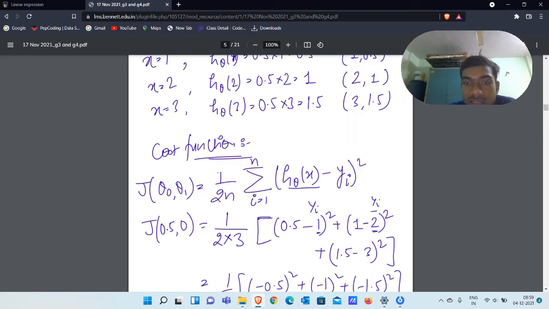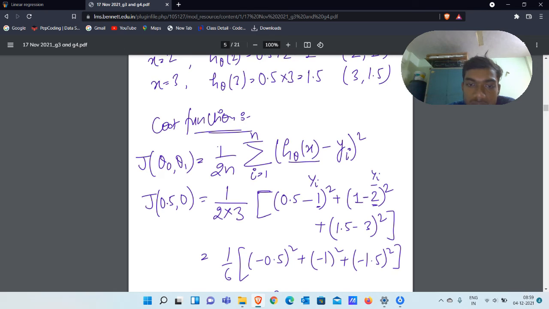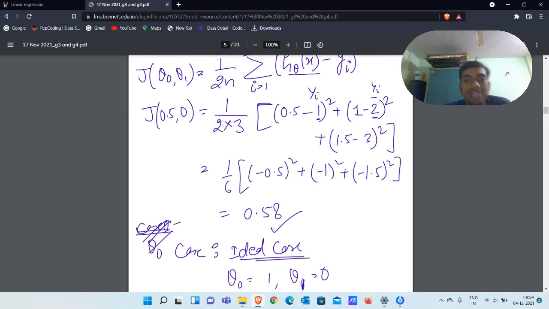In the case of x equal to 1, the predicted value was 0 but the real value was 1. The predicted was 1 in the case of x equal to 2 and the actual value was 2. So now we'll be computing it and we got 0.58.